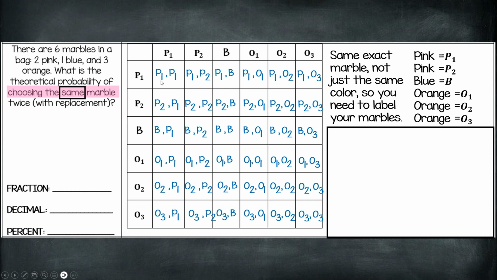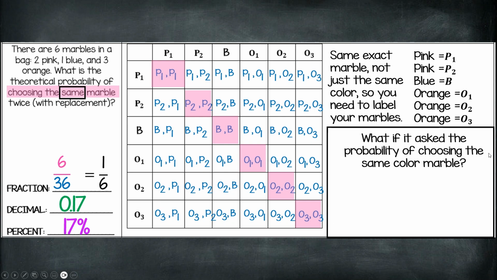All right, so the same marble, we have P1 and P1, P2 and P2, the blue and blue, orange 1 and orange 1, orange 2 and orange 2, and orange 3 and orange 3. So we could draw the same exact marble a total of 6 times. There are 36 possible outcomes, so it's 6 over 36, which simplifies to 1 over 6. To write that as a decimal, I do 6 divided by 36, and I get 0.17. And then to change that to a percent, I multiply by 100, and I get 17%.